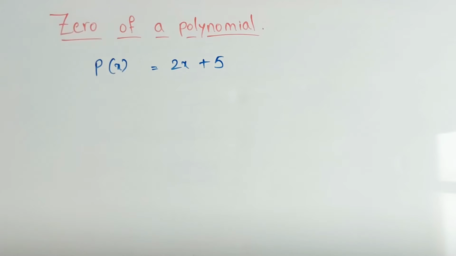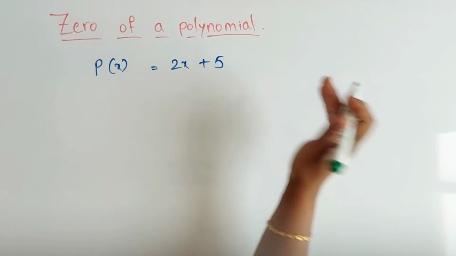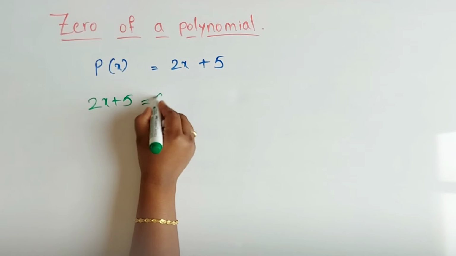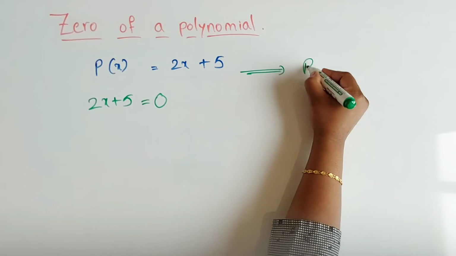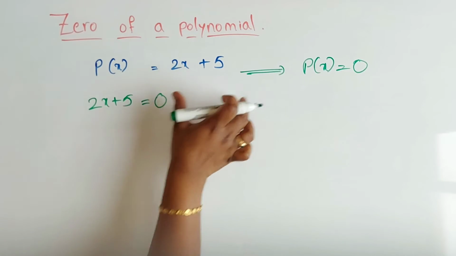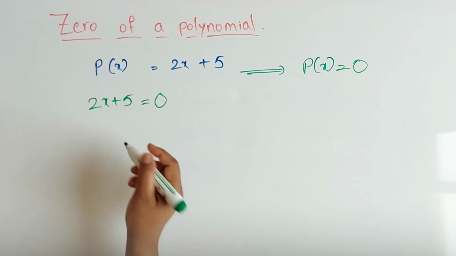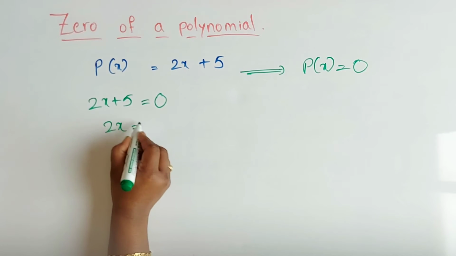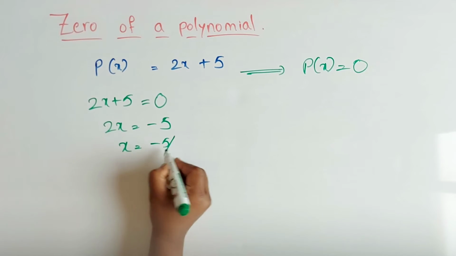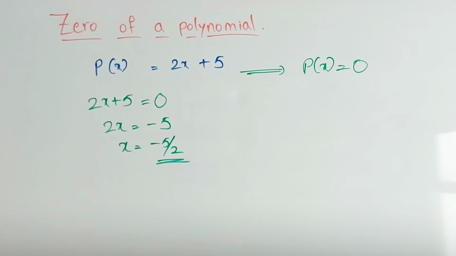Zeros of a polynomial. How to find the zeros of a polynomial? Let's make this equation equal to 0. 2x plus 5, that is P of x, equal to 0. Let's make P of x equal to 0. P of x is nothing but 2x plus 5, that equal to 0. So 2x equal to minus 5, as this plus 5 goes to that side. And x equal to minus 5 by 2. Correct, children? So when x equal to minus 5 by 2, P of x will be 0.